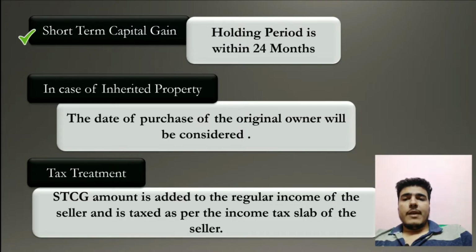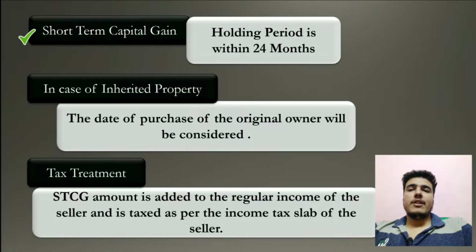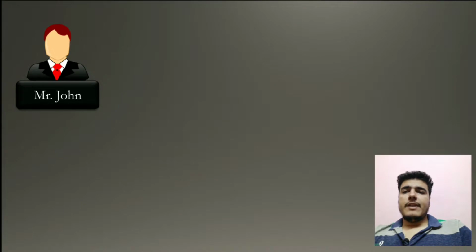Next, what is the tax treatment in case of short term capital gain? The short term capital gain will be added to the regular income of the assessee and taxed as per slab rate. So there is no special rate of tax. You have to pay tax as per the respective slab rate. It will just be added into your regular income. Now let's try to understand by taking a simple example.